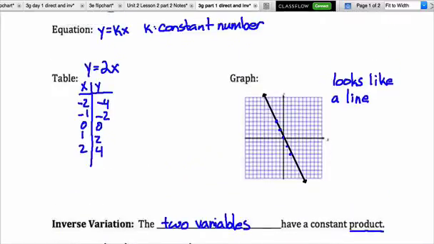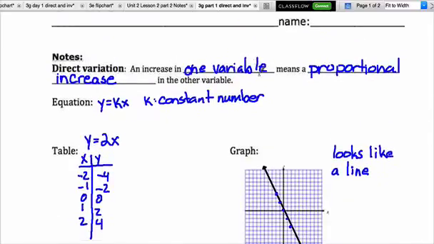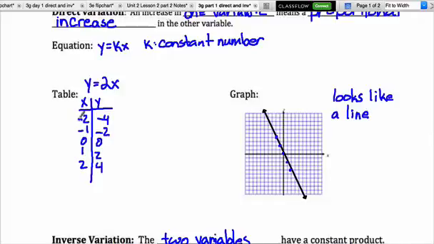All right, so let's see what this would look like. Oh, I forgot to do something up here. I want to show you how an increase in one variable means a proportional increase in the other variable. So what that means is these are going to go up by the same amount each time. So over here, each x, I'm just adding 1 to get to the next one. Add 1, add 1, and so on and so forth.